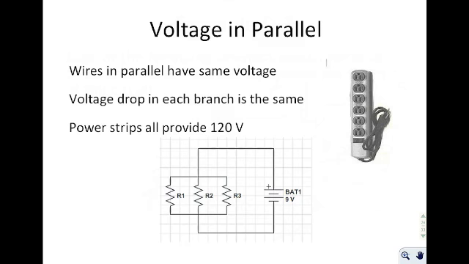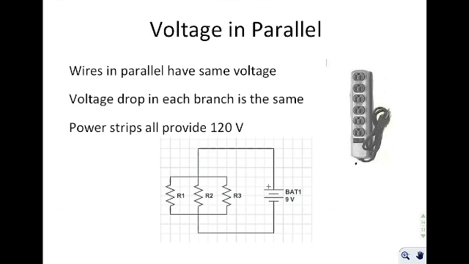Now we need to talk about voltage and current in parallel. We talked about current first because current stayed the same whenever we were talking about series circuits. Now we're talking about voltage first, and the reason for that is that when you have wires that are in parallel, the voltage is going to be the same. Wires in parallel will have the same voltage.